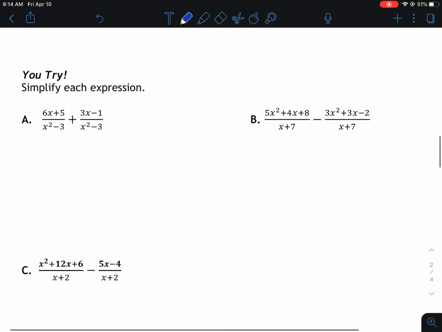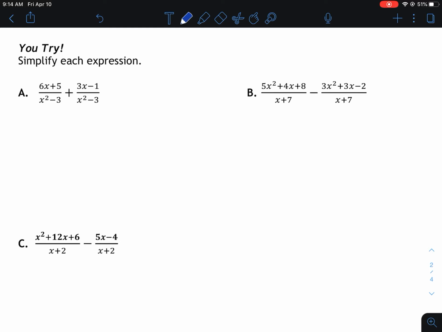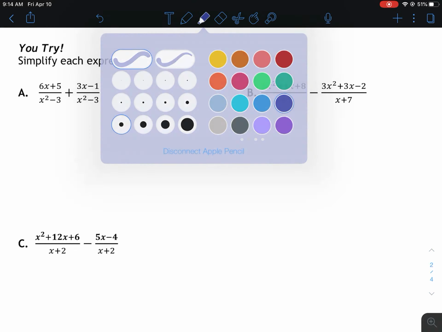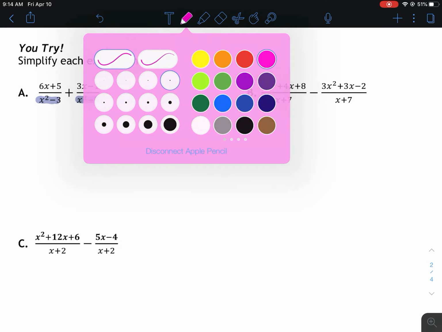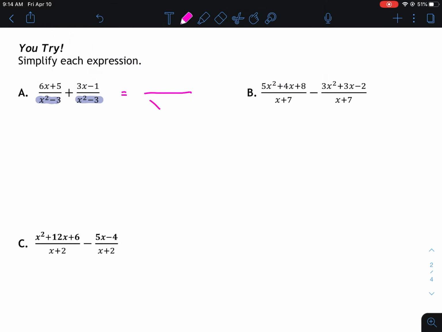Okay. All right, go ahead and try those 3 you-try problems. Pause the video and then come back when you're ready. All right, for A, we see our denominator here is x squared minus 3. Since this is just addition, I'm going to look for like terms. 6x and 3x gives me 9x. 5 minus 1 gives me 4.